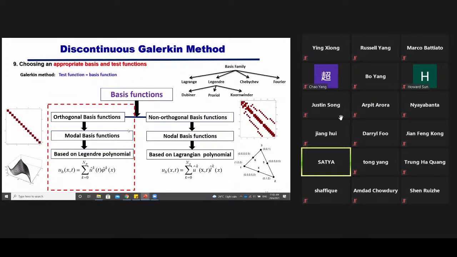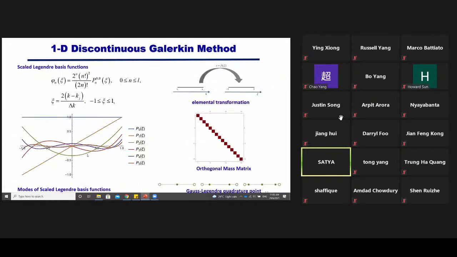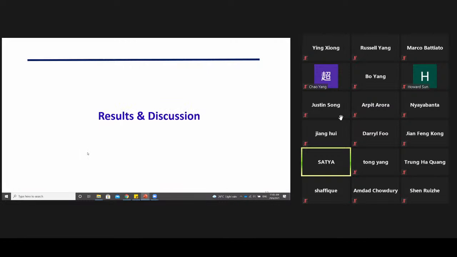And later, we have to choose an appropriate basis function. In this case, we are using an orthogonal basis function, which is based on the Legendre polynomial. So now we'll go for the result discussion part.